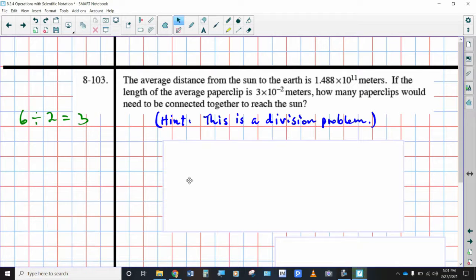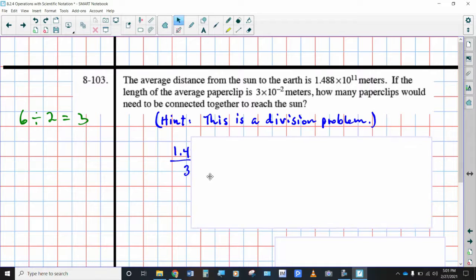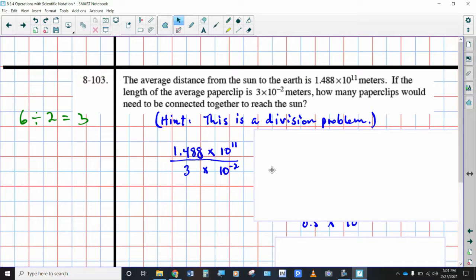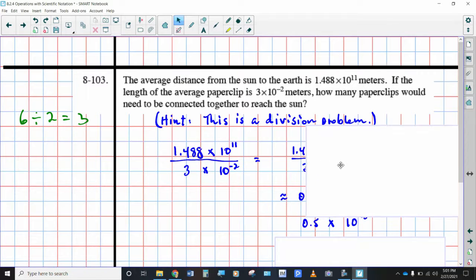Alrighty, let's see how you did. And I'm guessing at least half the people just decided they're going to wait for me to do the reveal and copy me down, which I guess is okay because this is all brand new. So we would start off by doing the division problem, where you would take 1.488 times 10 to the 11th divided by 3 times 10 to the negative second. Well, we're going to take this part and do the division, and I would suggest rounding that up to about 1.5. So you can do it a little bit easier.